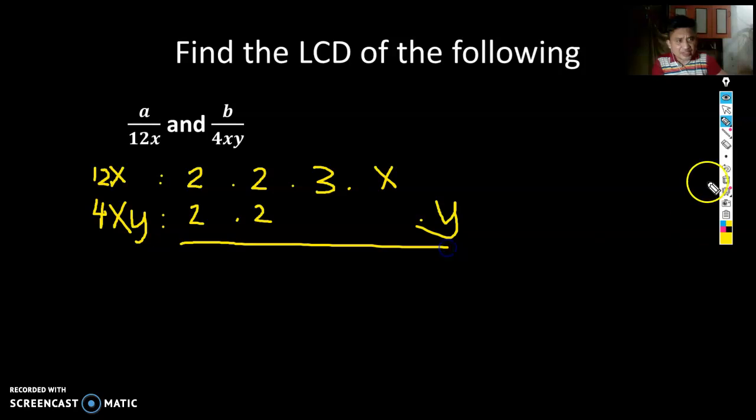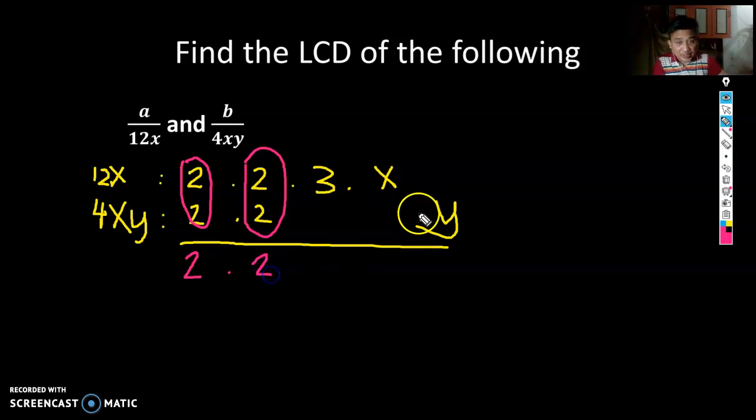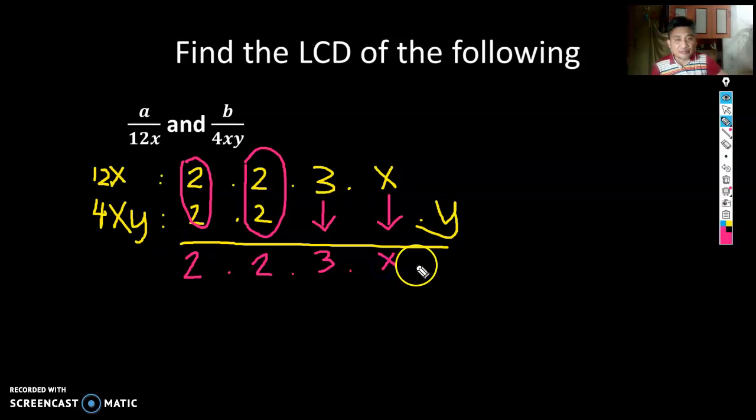So the first step is kunin natin muna yung mga common. They will be counted as 1. So, ito ang common ay 2. Yung pangalawang common dito ay 2. So wala nang common. The next step is, yung hindi naman common, ibababa lang natin. So, this is 3. Tapos, baba natin ito, this is x. And this is y, baba natin ito.